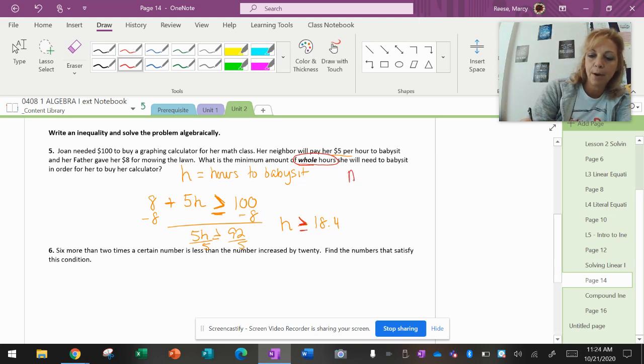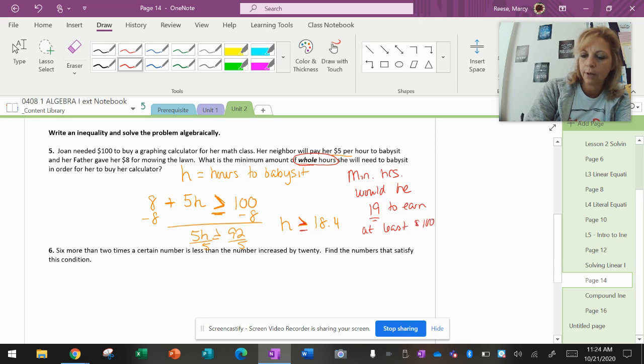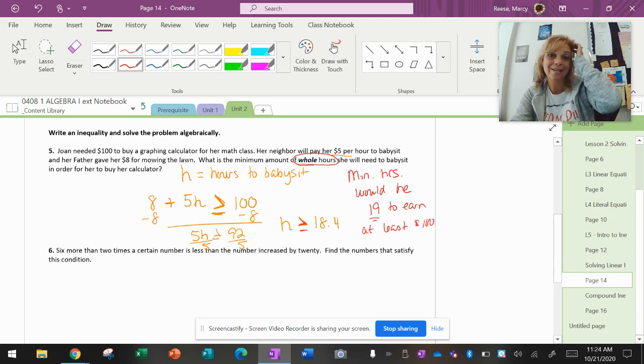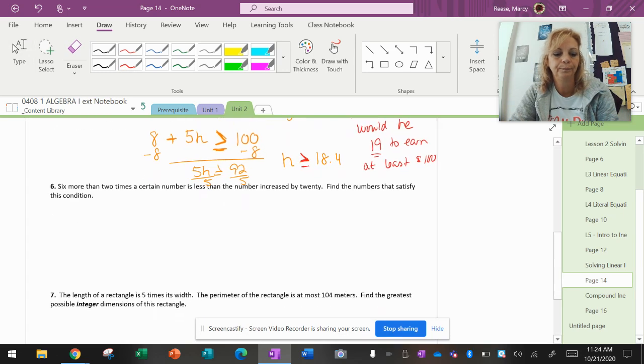So the minimum hours would be 19 to earn at least $100. Okay, so she needs 19 hours to babysit in order to get that $100. So you got to round it up in this case.